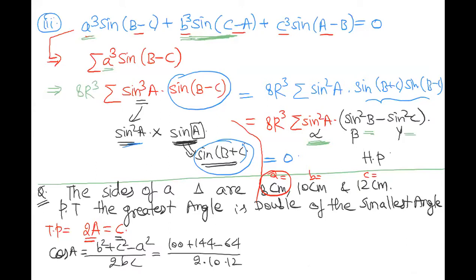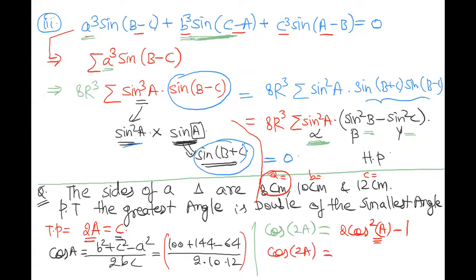Whatever it comes, this is cos A. Now we know the formula for cos 2A from trigonometry. Cos 2A formula is 2 cos square A minus 1. So from here we got the cos A value. I can substitute here, so what I will get? I will get cos 2A. Then what will I calculate? I will calculate cos C.